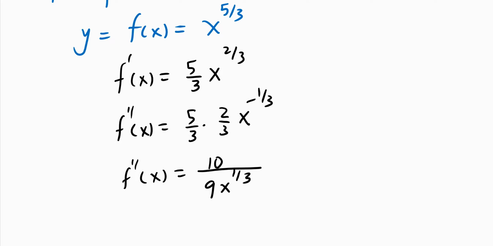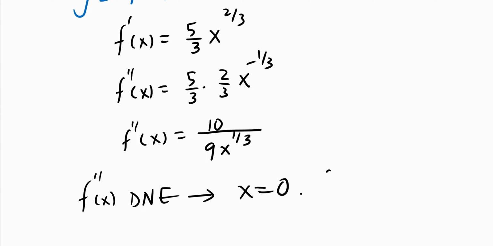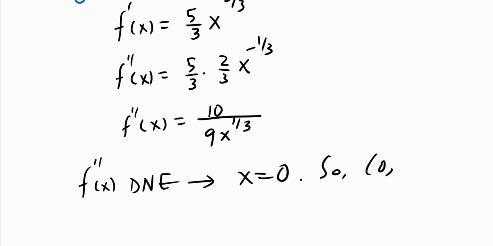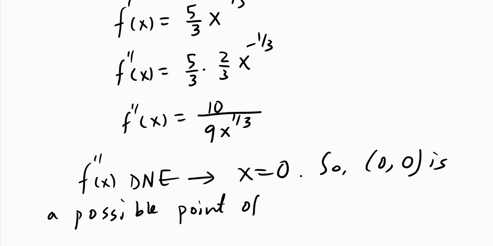Notice this will never be 0. So does that mean there's no inflection point? Well, what about where the second derivative does not exist? When does it not exist? That occurs when the denominator is 0, which means x equals 0. So if you substitute back into the original to get the y value, 0, 0 again is a possible point of inflection for the given function.